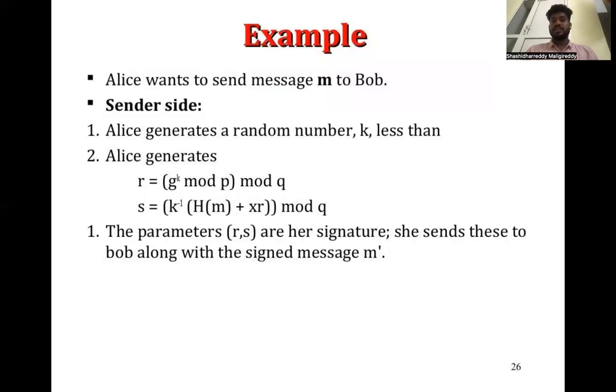Now let me explain this thing with an example. If Alice wants to send a message to Bob, now we'll discuss the sender side. Here, Alice generates a random number k less than q. Alice generates R and S using these equations. Then the parameters R and S are her signature. She sends these to Bob along with the signed message.